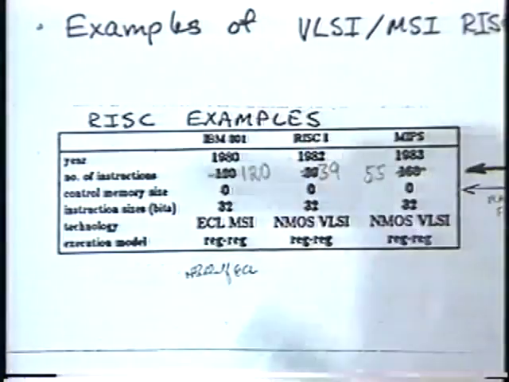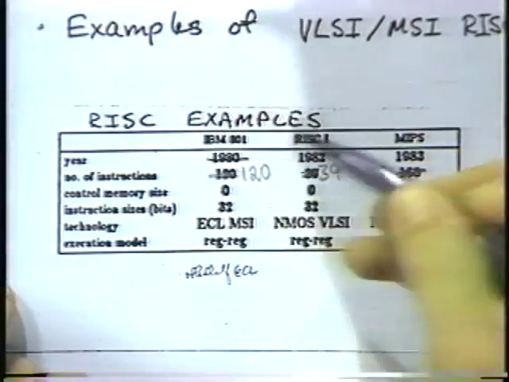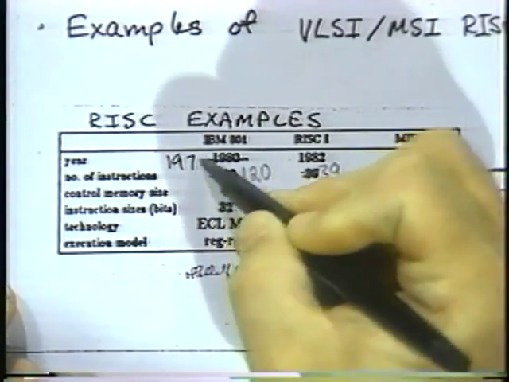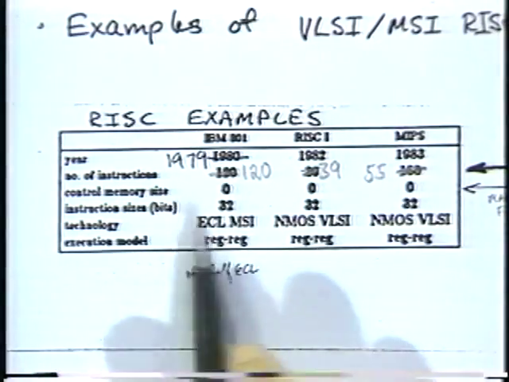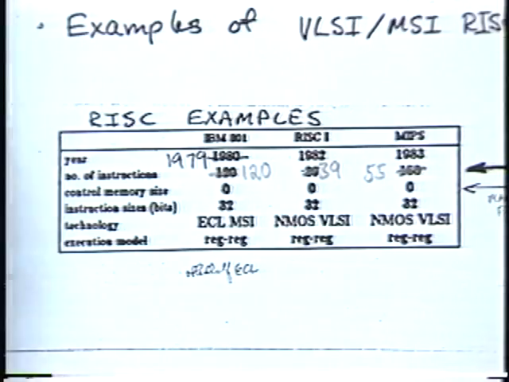So let me show you some of these machines that are the three best examples, I think, of the RISC. First one is the IBM 801 project. This is a real interesting project. They actually had a machine working in 1979. It was built in ECL.